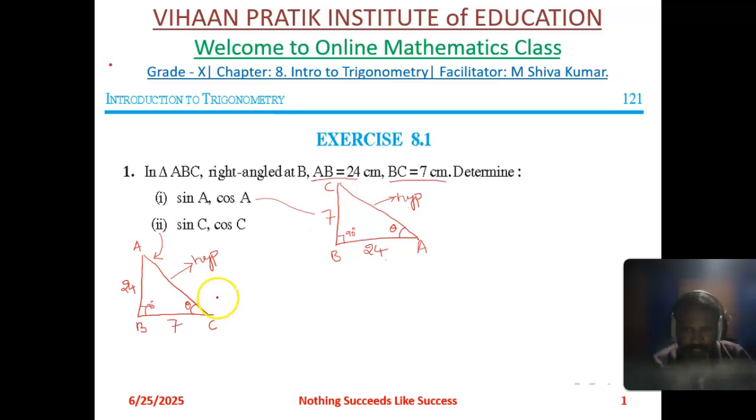We can easily find out this third side by using the Pythagoras theorem. So by simply using the Pythagoras theorem, we can find out the third side. Once we know the third side, we can easily find out the values of bit 1, sin A and cos A, and sin C and cos C. So first let's define what these trigonometric ratios are and how they are given.